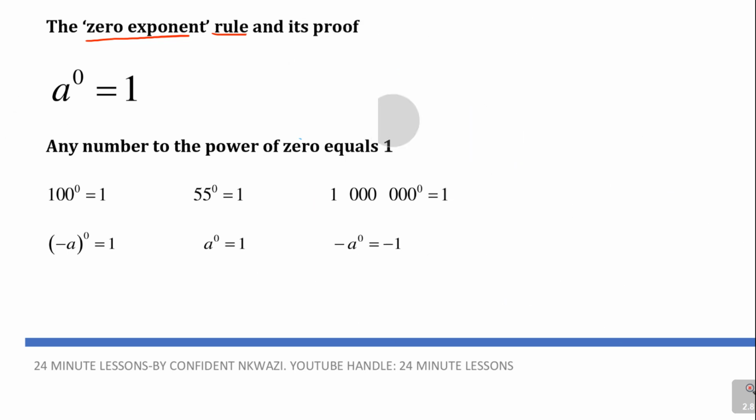Alright, but what does it mean? It means any number to the power of 0 is equal to 1. For example, 100 to the power of 0 is equal to 1. Test it with the calculator. 55 to the power of 0 is 1. No matter how big, 1 million to the power of 0 is 1.